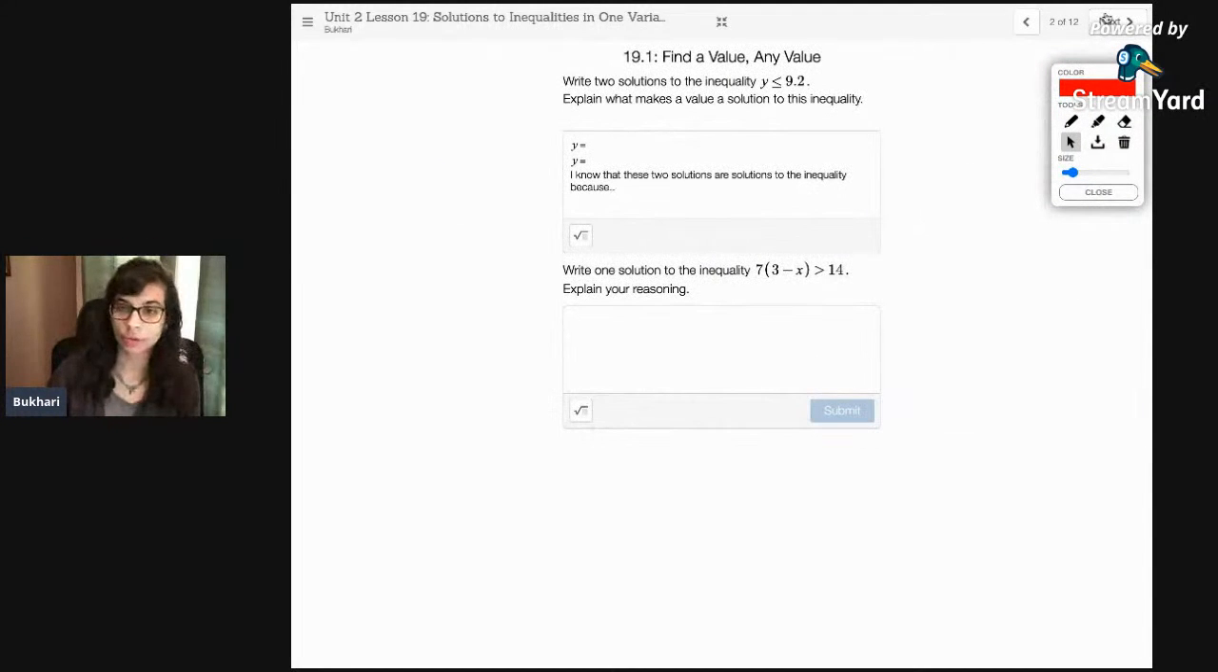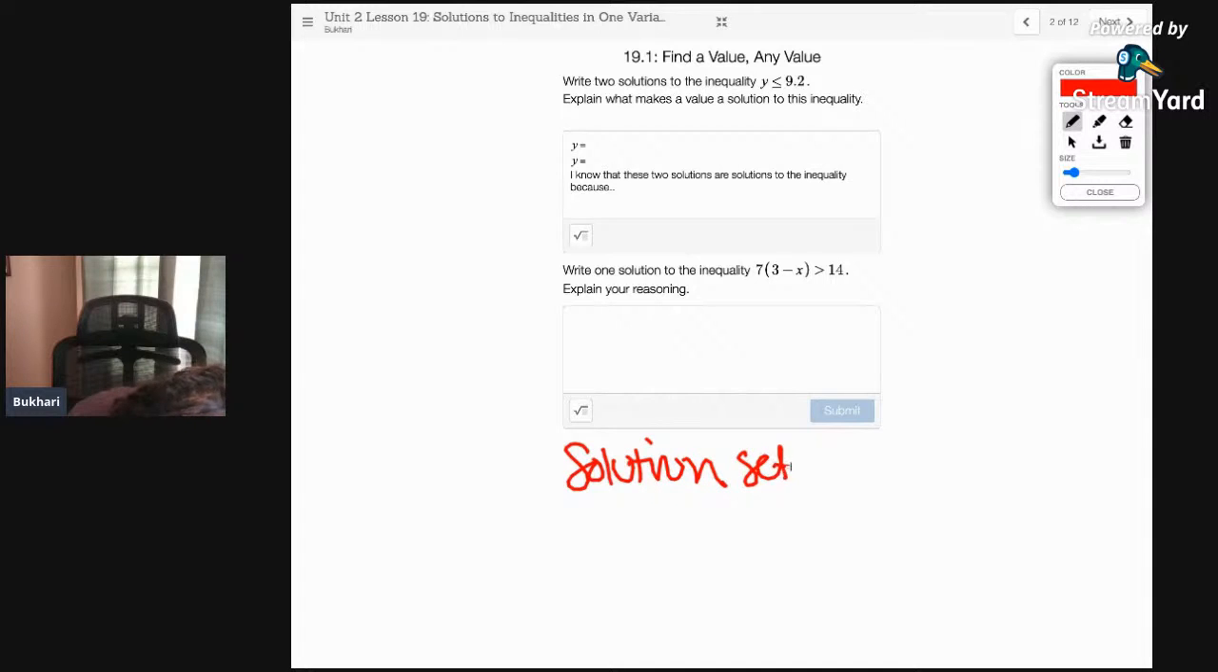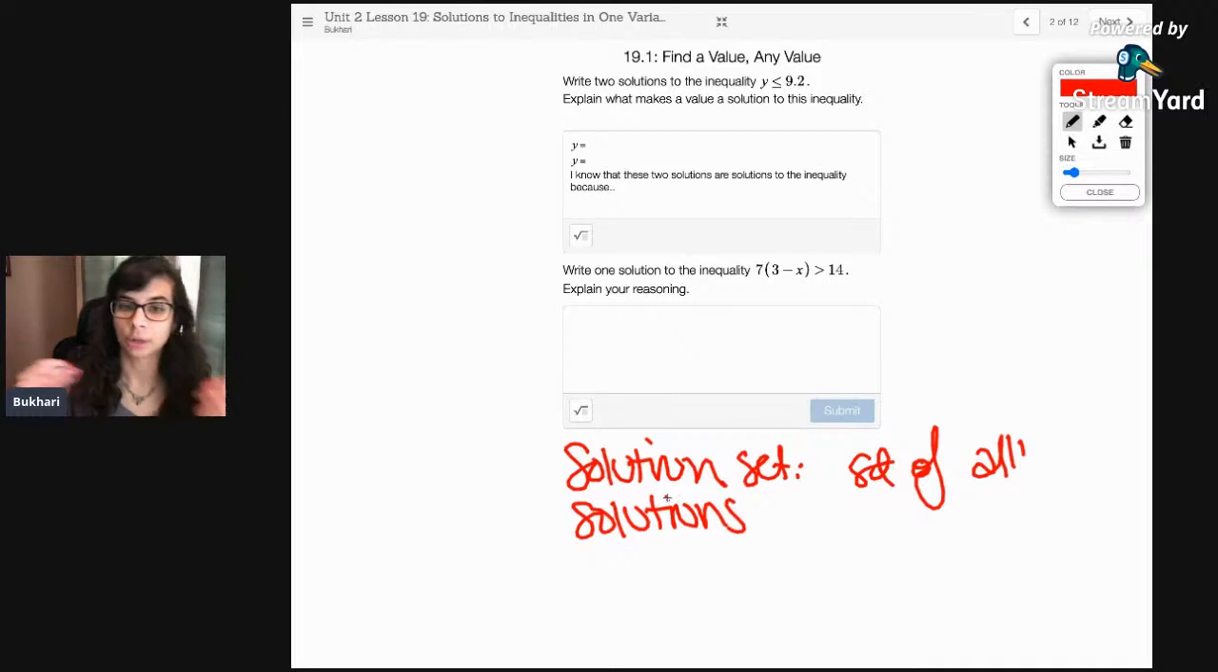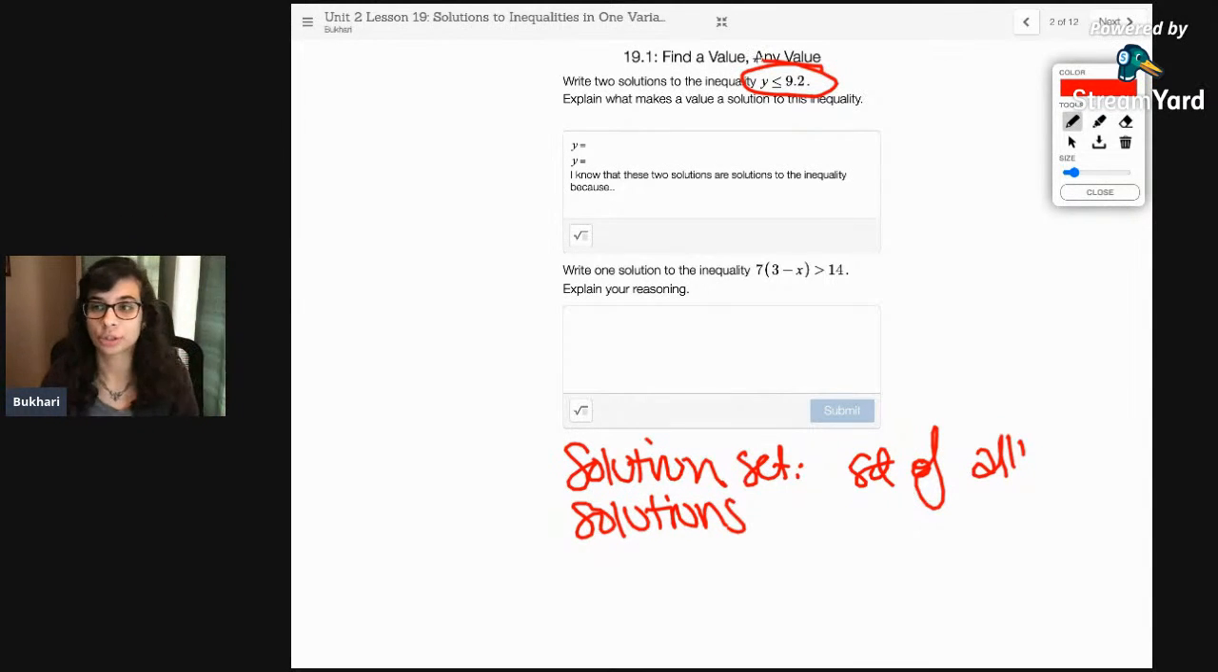Our first activity is a bit of a review, right? Determining what it means to be a solution to an inequality. Remember when we talked about inequalities that we have multiple solutions. Sometimes we call that a solution set, which is the set of all solutions to a certain inequality or to a certain equation. For example, when you see the initial inequality up here, you notice that there are multiple values that make this equation true. In fact, I want you to find me at least two.